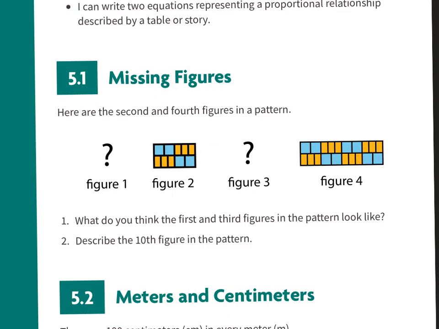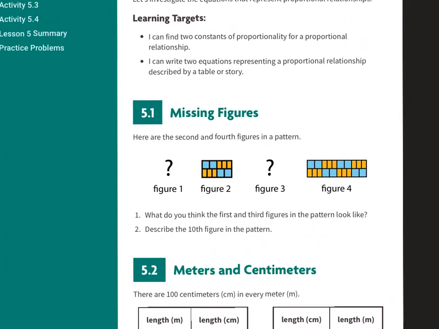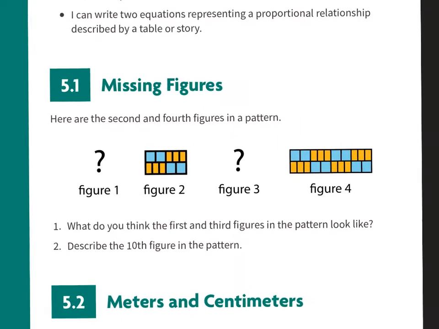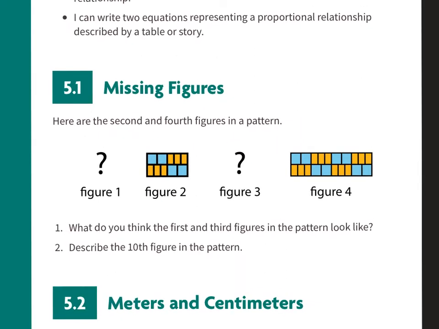Lesson 5 in Unit 2. We are talking about equations again today. So here we go. Missing figures, 5.1. We are on page 39 in your book. Okay, so here are the second and fourth figures in the pattern.